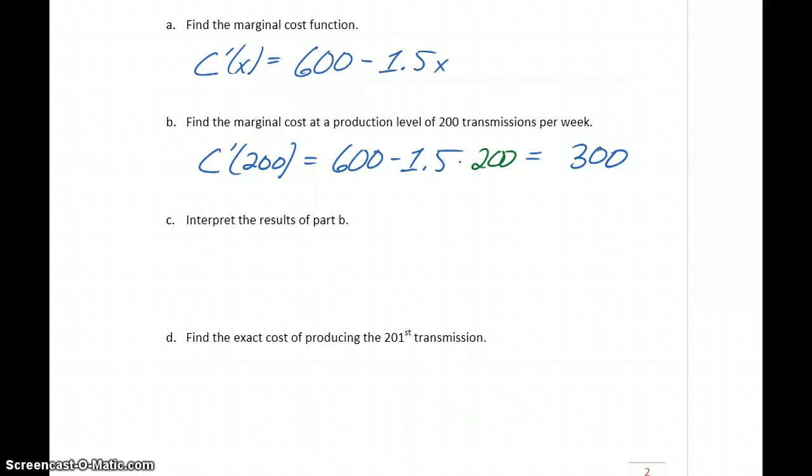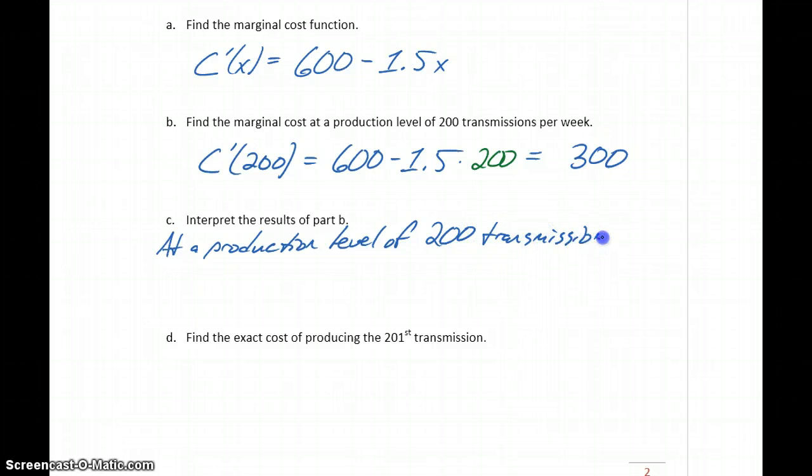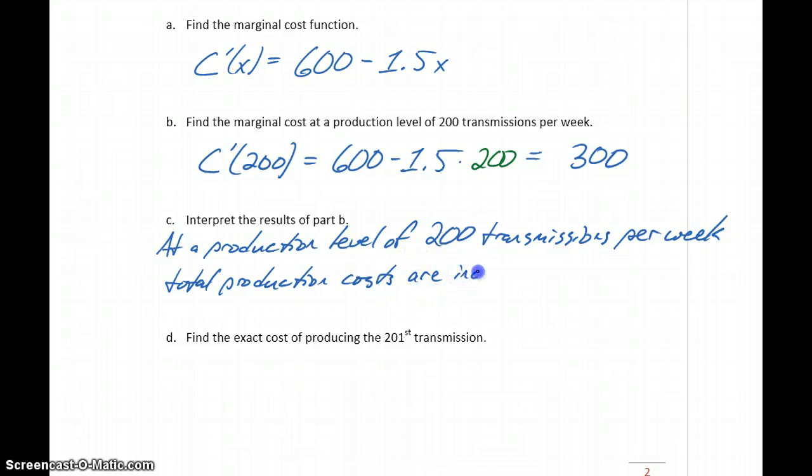So what that means, if we just interpreted that into plain English, we're saying that at a production level of 200 transmissions per week, we know that our total production costs are increasing at a rate of $300 per transmission.